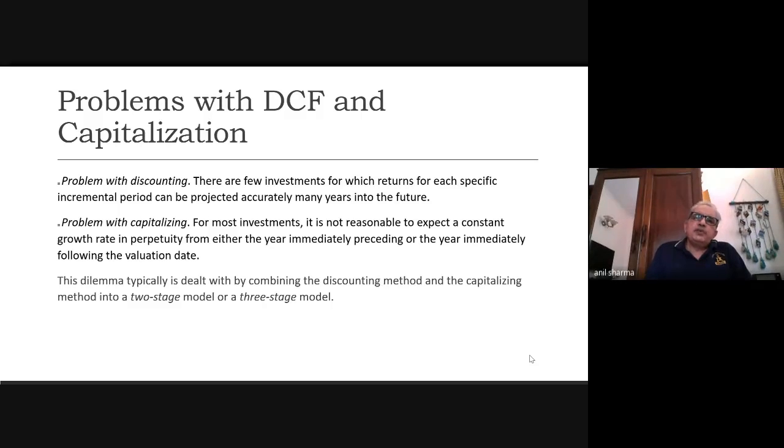The problems with DCF and capitalization are just the converse of each other. In discounting, you're taking discrete cash flows of many periods, which may not be known, they may be expected, but the accuracy of that is doubtful. So that is the problem with the discounted cash flow method. Therefore, when people use DCF, they use it with various scenarios. Sometimes they adjust the discounting factor, so you calculate numerous values.